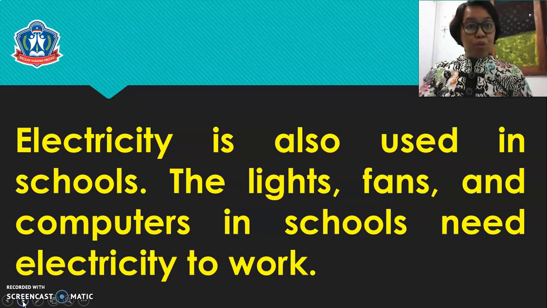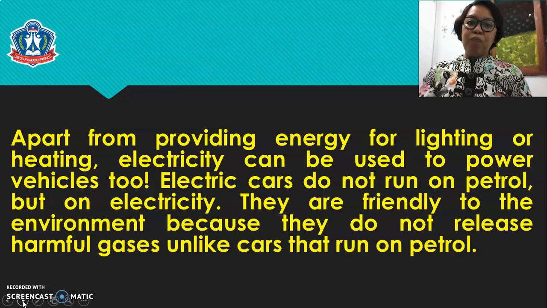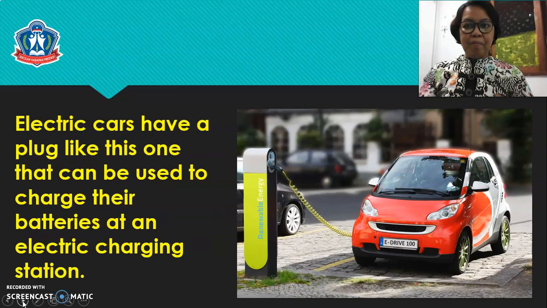Electricity is also used in schools. The lights, fans, and computers in schools need electricity to work. Apart from providing energy for lighting or heating, electricity can be used to power vehicles too. Electric cars do not run on petrol but on electricity. They are friendly to the environment because they do not release harmful gases unlike cars that run on petrol. Electric cars have a plug like this one that can be used to charge their batteries at an electric charging station.